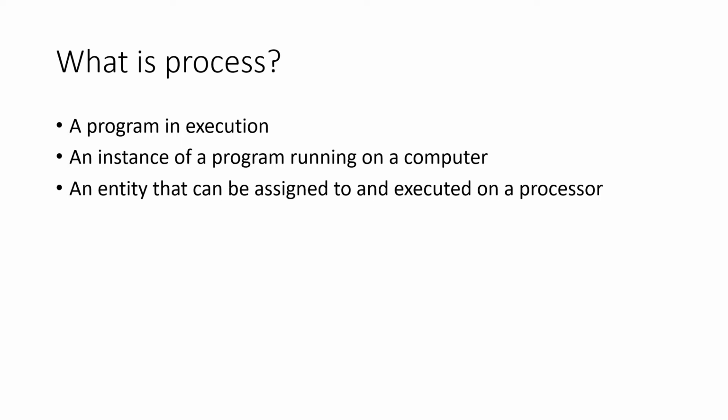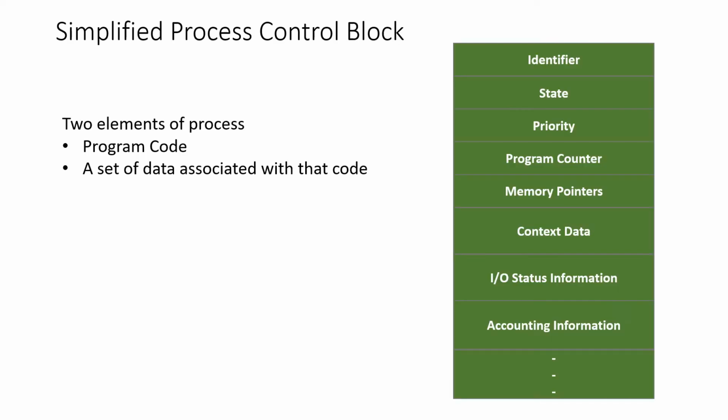While the program is executing, this process can be uniquely characterized by a number of elements. So now we'll see all the elements. A simplified process control block is shown here in this figure. As mentioned earlier, a process can be uniquely characterized by a number of elements. We will see all the elements one by one. First is identifier. A unique identifier is associated with each process to distinguish it from other processes.